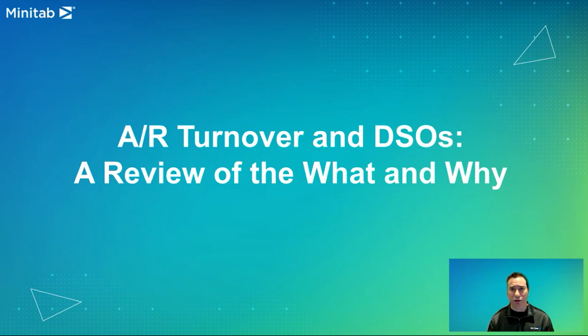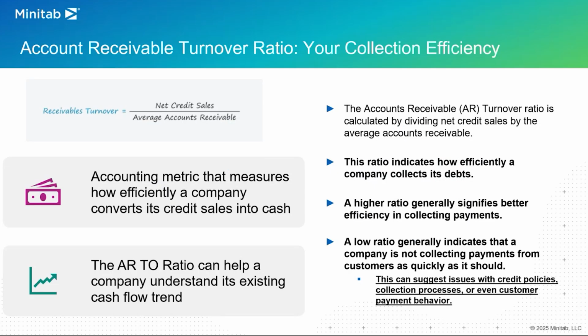So let's talk about AR turnover and DSOs, a review of what they are and why we look at them. So AR turnover, or accounts receivable, you can see the formula there. It's really an accounting metric that measures how efficiently a company converts its credit sales into cash. So if it's telling you how efficiently you are, you want to be efficient, which means you want a high AR turnover ratio. It's important to understand your cash flow. And if it's low, it generally means that you're not collecting payments from customers as quickly as you should. We'll talk about the challenges with that.